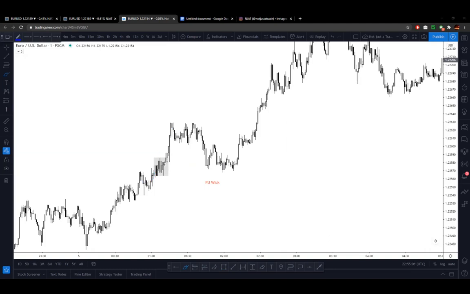These are some of my favorite ones. The FU wick and the full bodied OB are both almost guaranteed to see a reaction every time. So these are my top two that I look out for within price delivery.